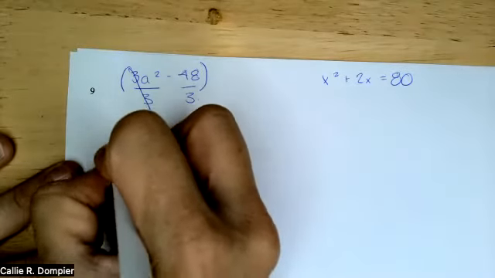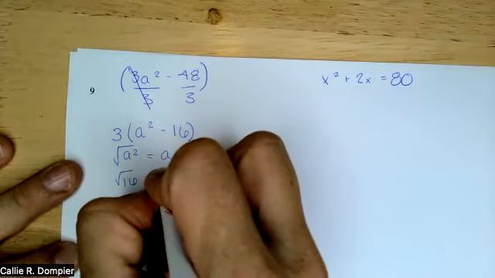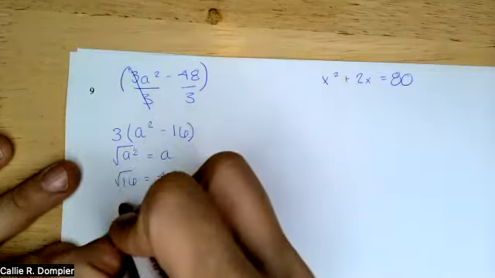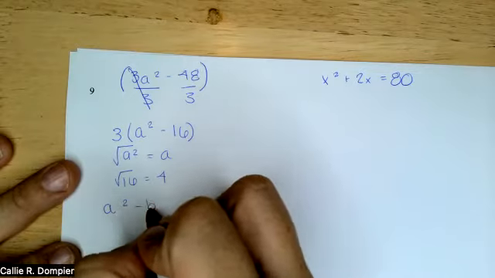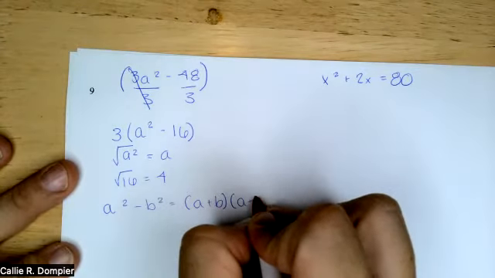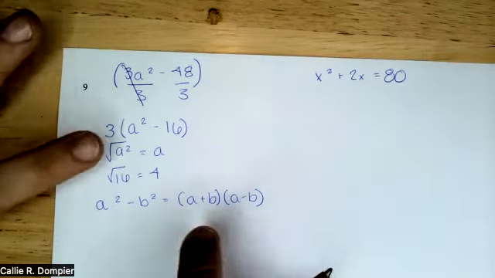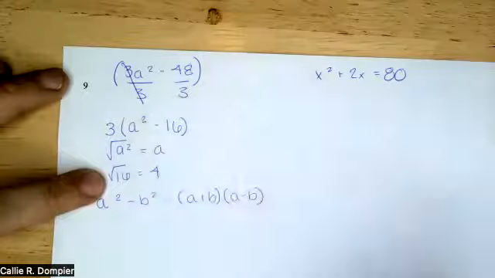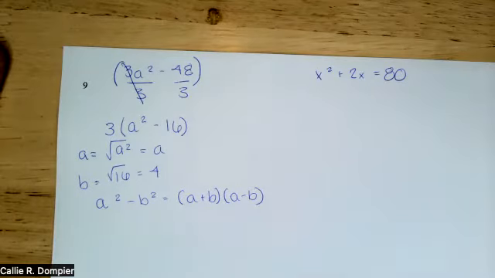Because a squared, if I took the square root, I would get a. And if I took the square root of 16, I would get 4, right? So two perfect squares, a squared minus b squared, factors always to a plus b times a minus b. And we know what a and b are. Good. Again, interrupt me if you have questions.